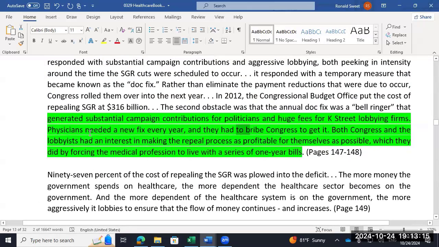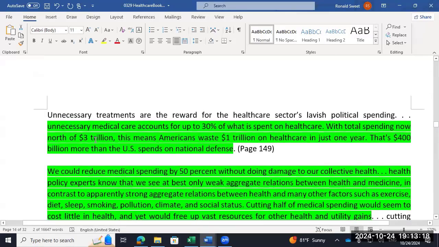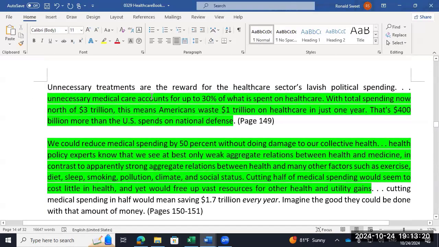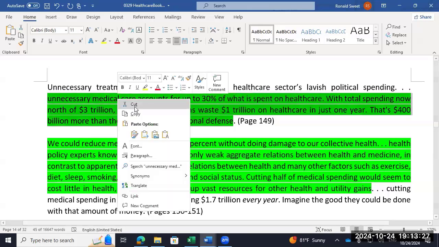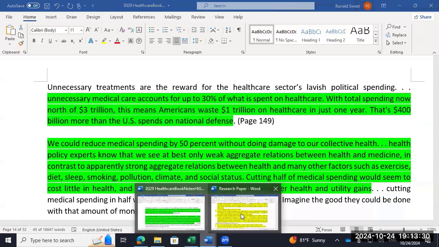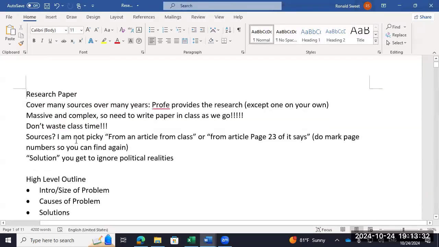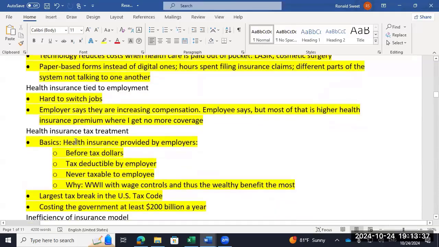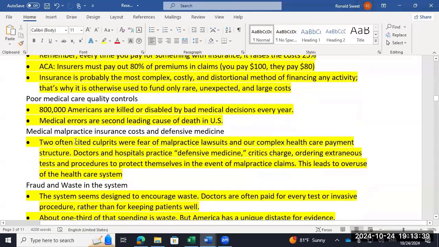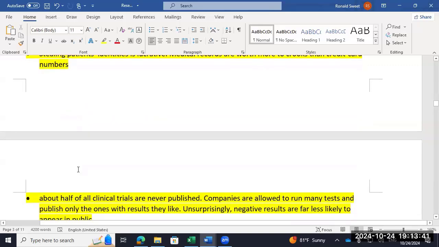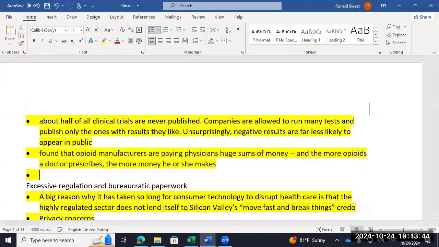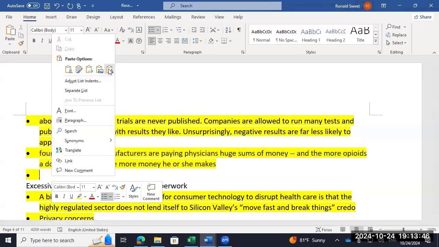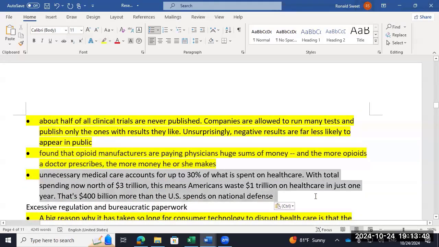So, any of y'all want to move to Tuvalu and just be done with it? Smallest country in the world. Unnecessary medical care accounts for 30%. Here's the 30%. I'm going to put this under waste. I don't know how much we had under waste. That's one of the first problems in the system. We got some things under fraud, and you can definitely put that comment I just made from Congress under fraud.